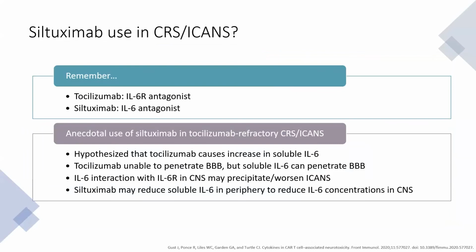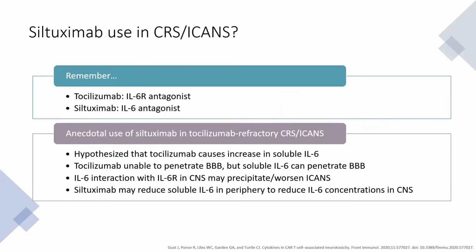So I mentioned earlier that Siltuximab was an alternative therapy, sometimes used in ICANS treatment. And remember that tocilizumab is an IL-6 receptor antagonist, and Siltuximab is an IL-6 antagonist, so it binds to IL-6 itself. And anecdotally, Siltuximab has been used in tocilizumab refractory CRS with or without ICANS. And it's hypothesized that because tocilizumab is binding to IL-6 receptors, there's an increase in soluble IL-6.